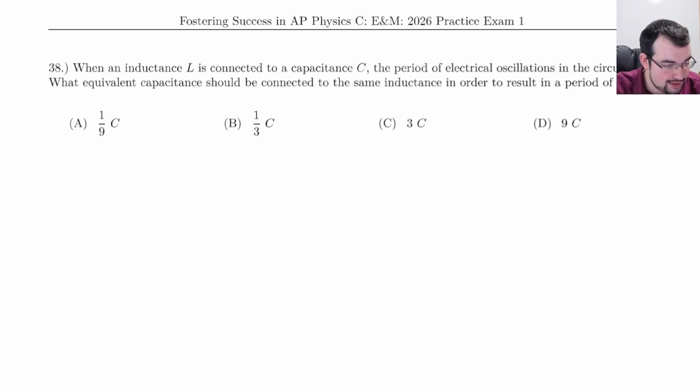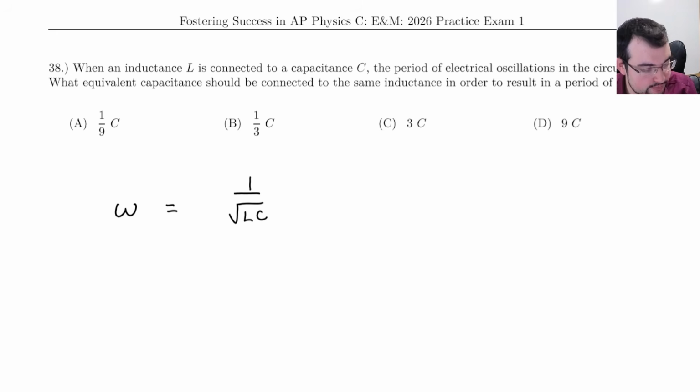When an inductance L is connected to a capacitance C, the period of oscillation is T. What capacitance is required to get a period of 3T? So anything with oscillations, we know it's LC circuits, and it's all based on the fact that omega is equal to 1 over the square root of LC. So that's the angular frequency.